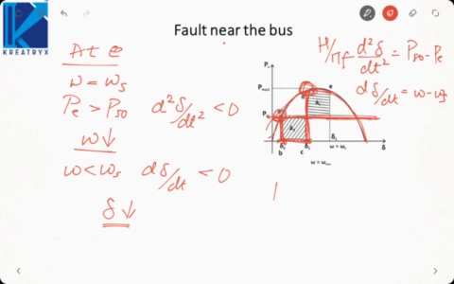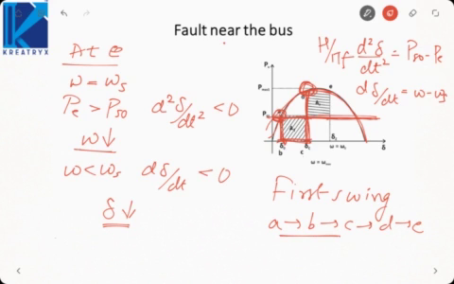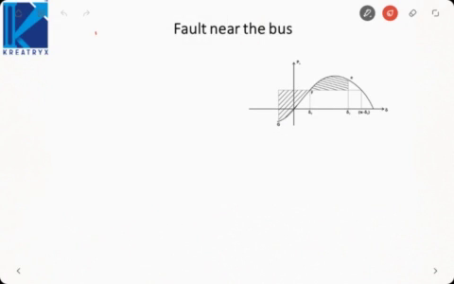So this is called as first swing. When we go from A to B to C to D to E, because delta was keeping on increasing. Now delta will reduce. That is the case of second swing. So when we talk about second swing, now we will not follow the path like this.